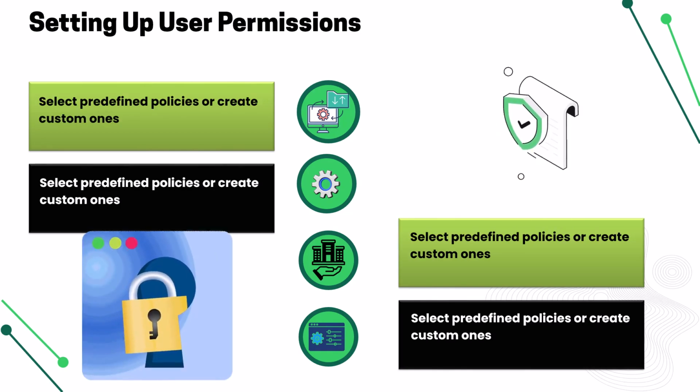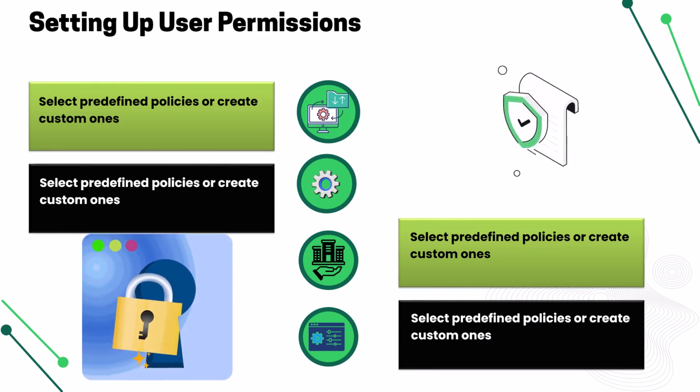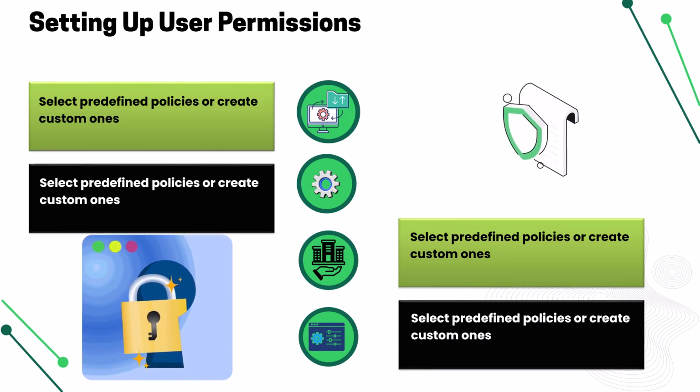Permissions control what users can do. Give too many, and it's like handing over your car keys to a toddler. Follow the least privilege rule, grouping users wisely, and reviewing permissions regularly for a well-oiled security system.